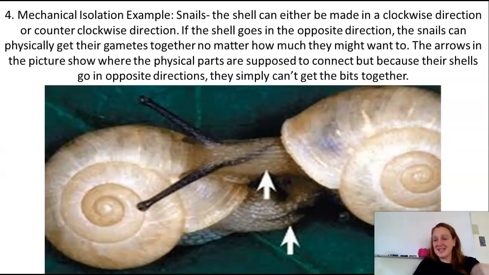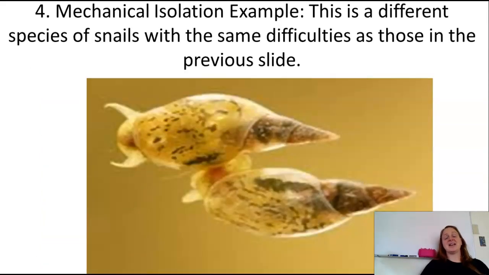Mechanical isolation, I think, is the most straightforward. It really is all about, can you physically get the structures that hold the gametes together? Can you exchange your gametes? And our example here of the snails has to do with which way they make their shells. If you make your shells in opposite directions of one another, no matter how much you may want to get your gametes together, you physically cannot exchange your gametes.